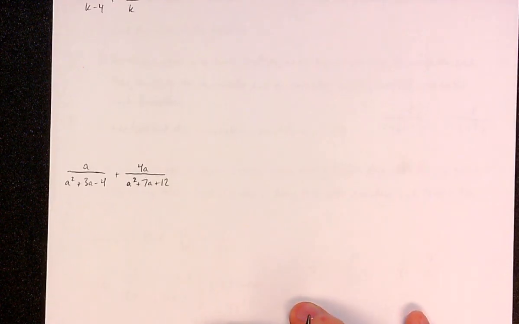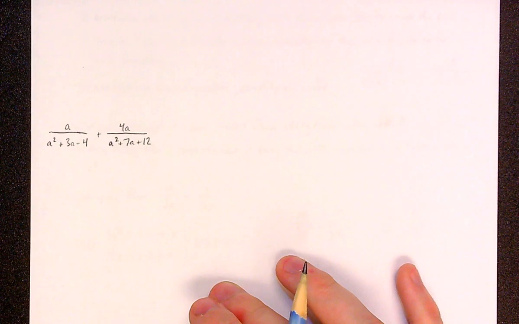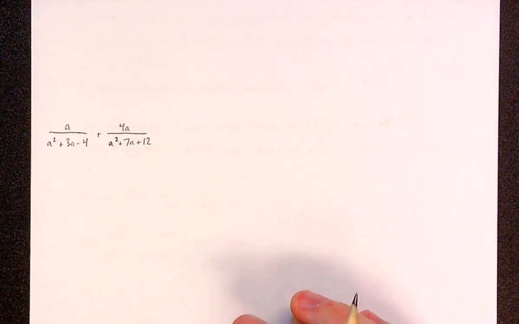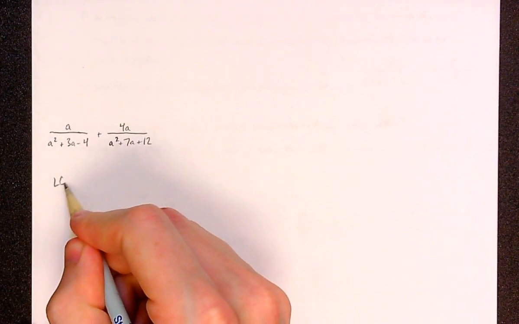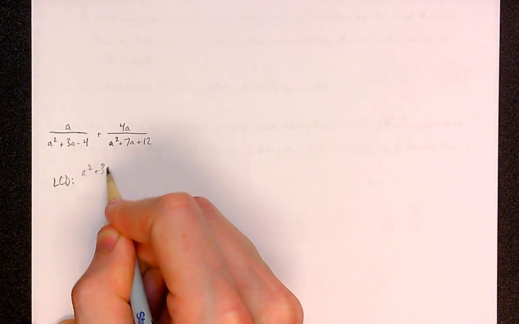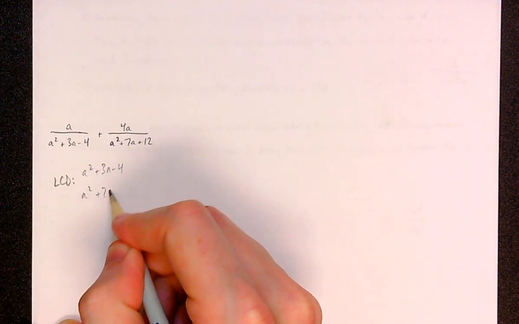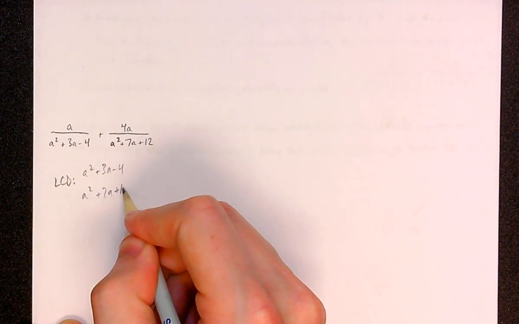I'll let you try the next one on your own. We'll go down to the third one. A bit trickier, but that's okay. Again, start off by finding the LCD. a squared plus 3a minus 4, a squared plus 7a plus 12.